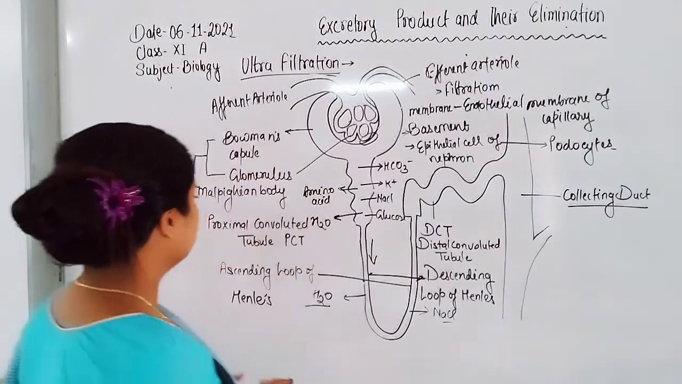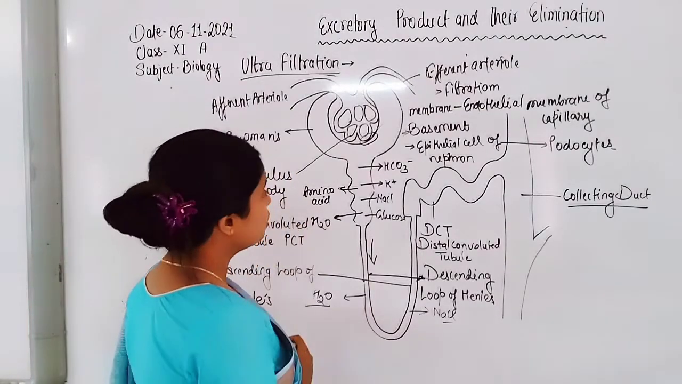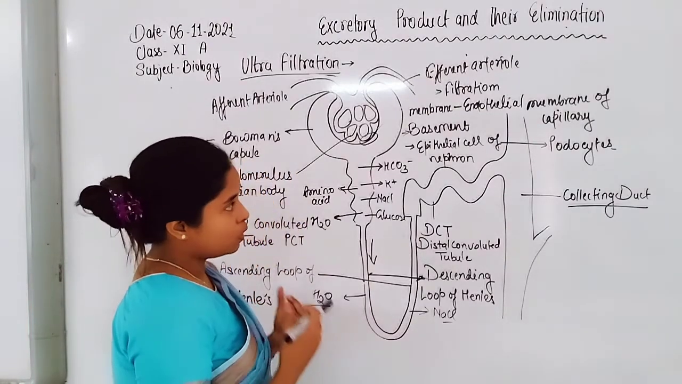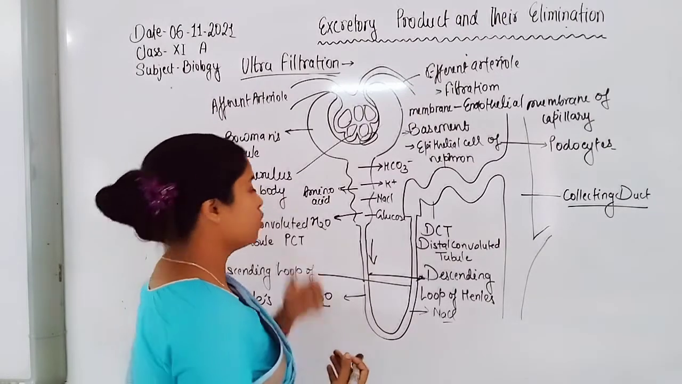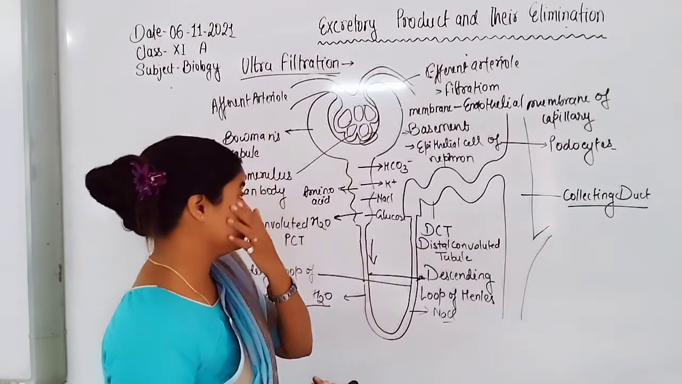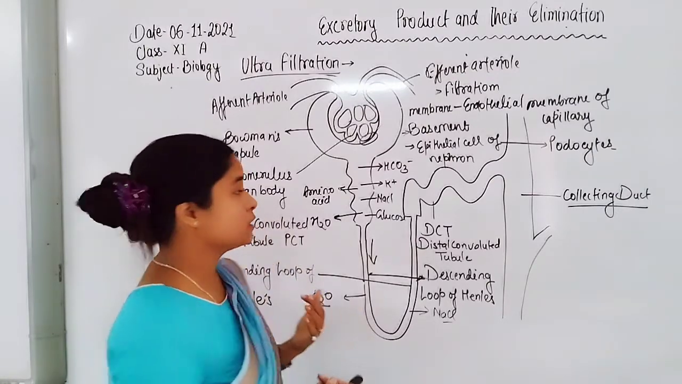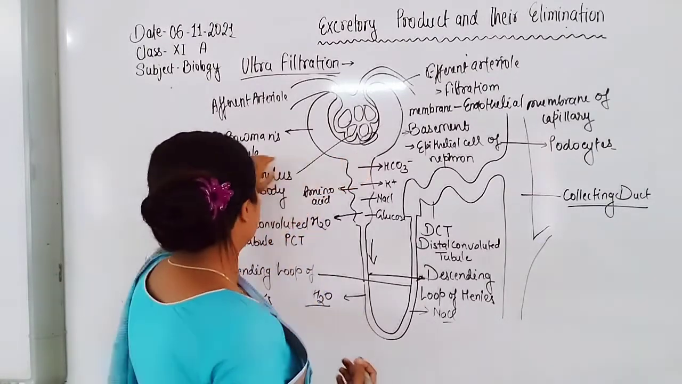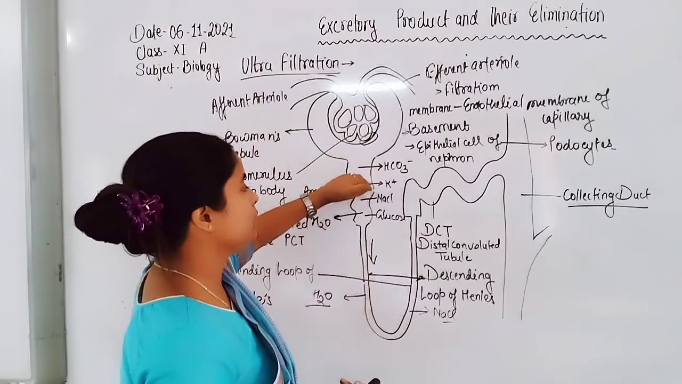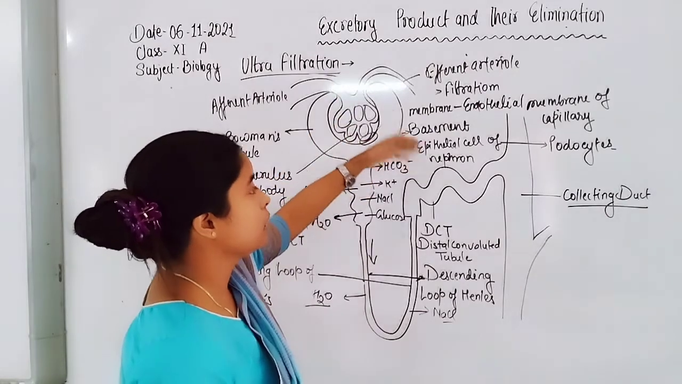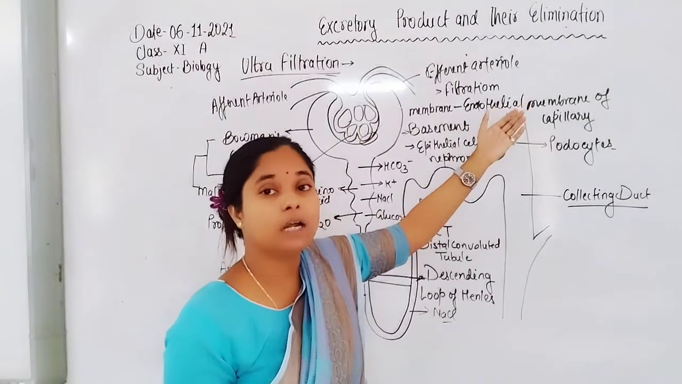So students, in the ultrafiltration, only the small molecules get transferred into the Bowman capsule, whereas the protein and the blood corpuscles are collected again into the efferent arteriole.